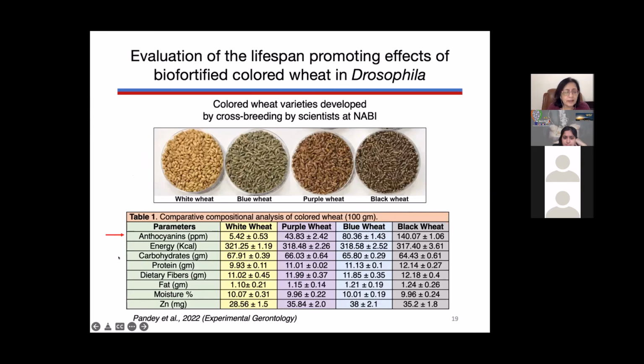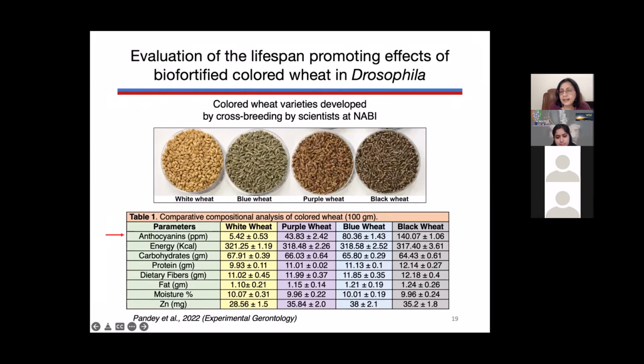So one of the stories that my lab recently published in Experimental Gerontology, we evaluated biofortified wheats that were generated by scientists at the National Agricultural Biotechnology Institute in Mohali. Biofortification is a way to increase the nutritional quality of normal crops. In India, wheat is very predominantly used in the diet. So Dr. Monika Garg's group generated these colored wheat variety lines by genetically crossing them to other lines from Japan.